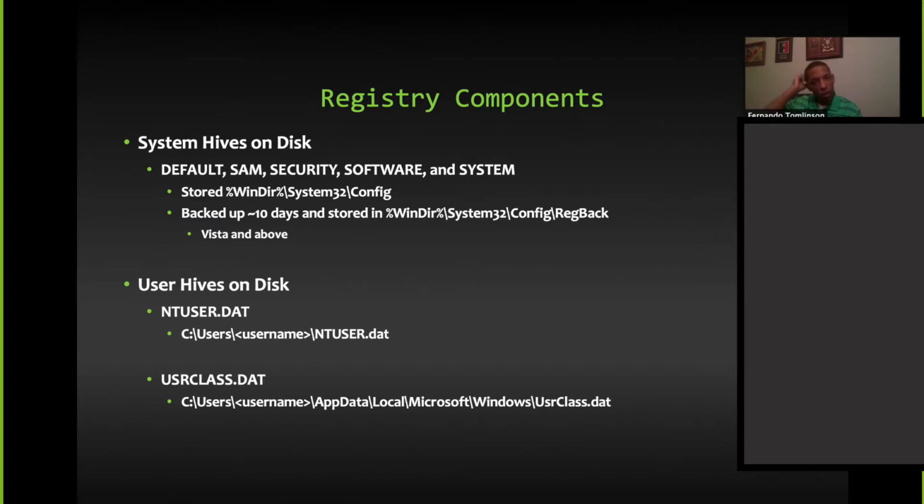There's a couple ways we can get around that, but another method in which we could grab these things is that roughly every 10 days or so, there's a backup of these registry hives sitting in the config folder, in a folder called RegBack, right? So that's pretty cool. That becomes another place in which we can get stuff.